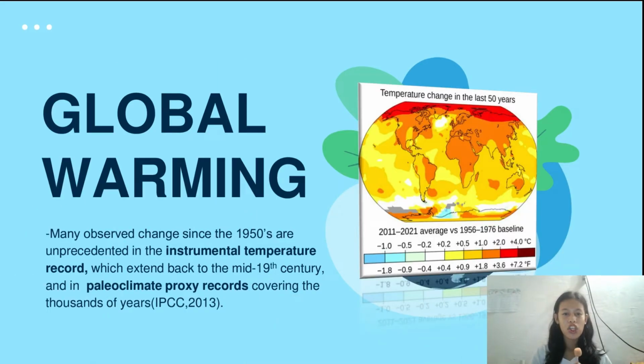Many observed changes since the 1950s are unprecedented in the instrumental temperature records, which extend back to the mid-19th century, and in the paleoclimate proxy record covering thousands of years. What is shown in the picture indicates that in the last 50 years the Earth's temperature is really increasing. That has caused alarm regarding the global temperature and also the change of climate.